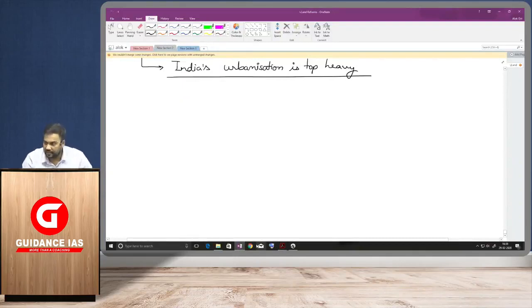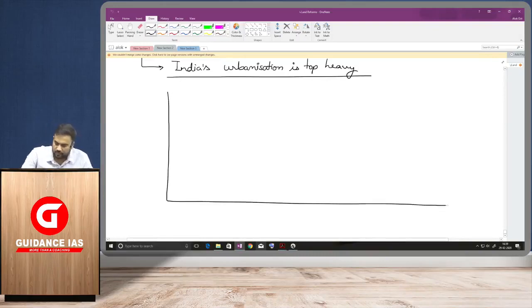कई बार हमें numbers नहीं याद होते. So when we cannot remember numbers, we can use some diagrams to show them. So can I say here, when we are talking about the class of towns, town size classes or class of towns. Here I can say class 6 cities and here I can say metropolitan cities.